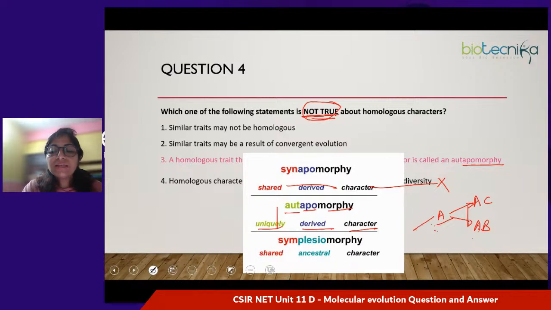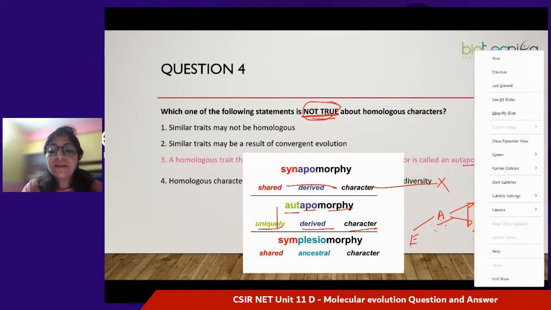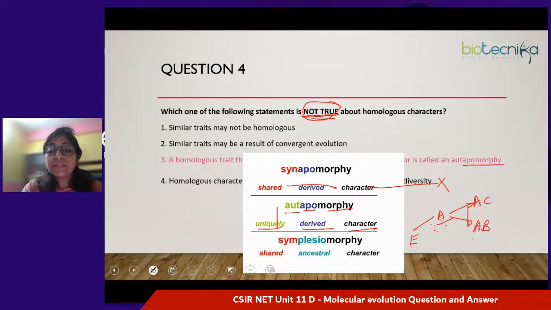If I'm saying that there's one more ancestor, E, here, E changed to A, and then this A is passed on to both the descendants of this most recent common ancestor. So A is the shared character. It is shared between the sister taxa and the most recent common ancestor. So that will be called synapomorphy. Syn stands for shared. So what is the question, if you see?